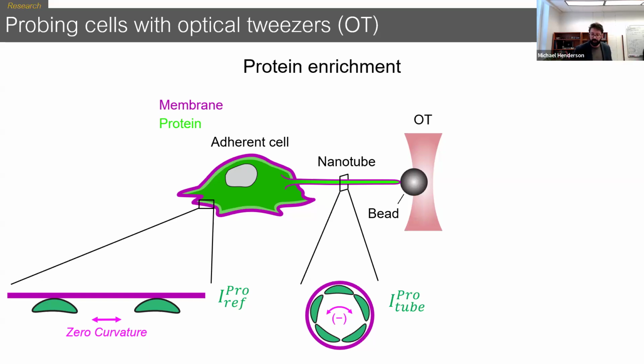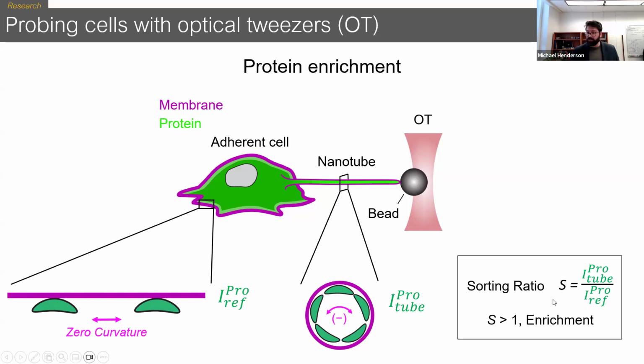Curvature is 1/r. So in essence, we can measure the sorting ratio of this protein by normalizing the amount of protein that we get in the tube to the amount of protein in our reference plane of the cell body, the soma. Essentially, sorting ratios, or S's, greater than 1 indicate preferential enrichment of the protein in the tube, versus anything less than 1 will indicate de-enrichment or exclusion of the protein from the tube.